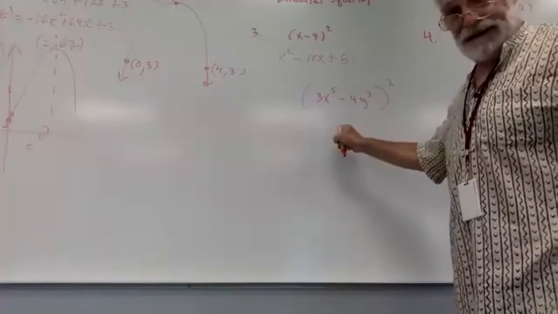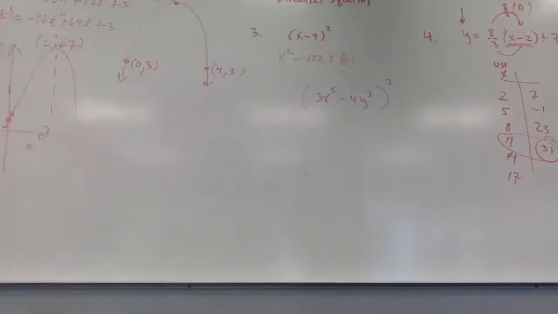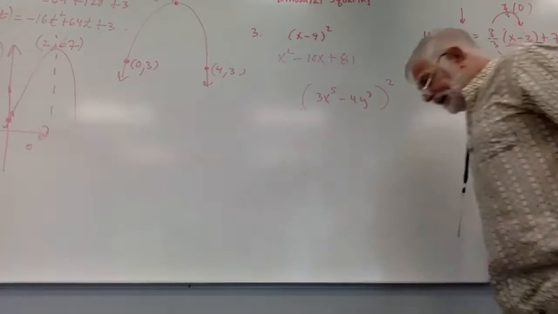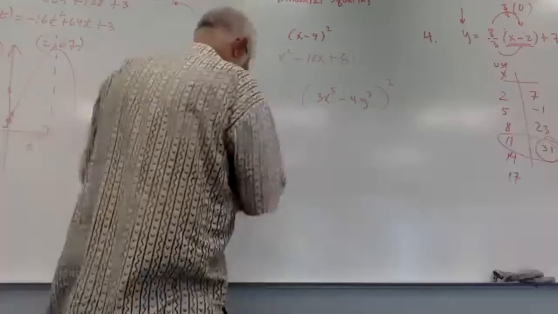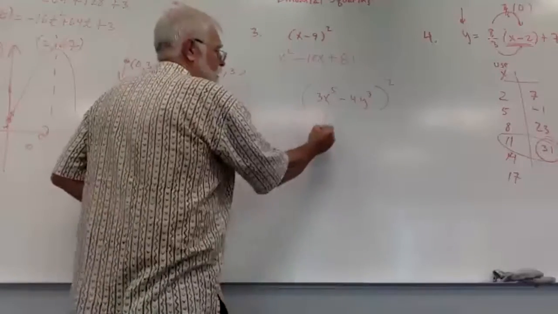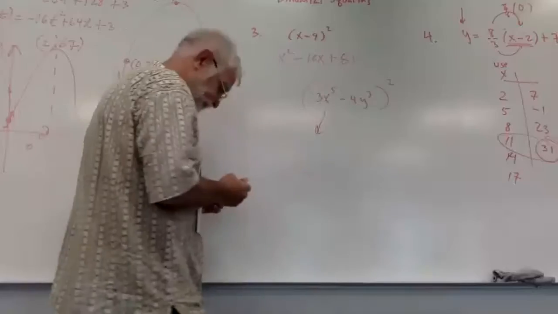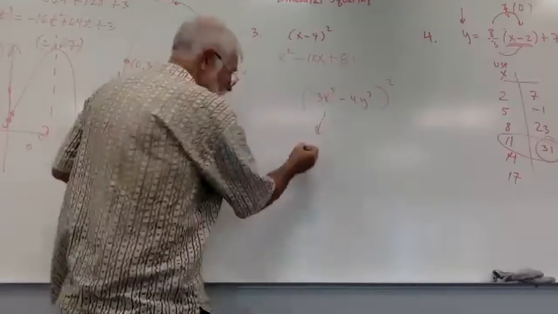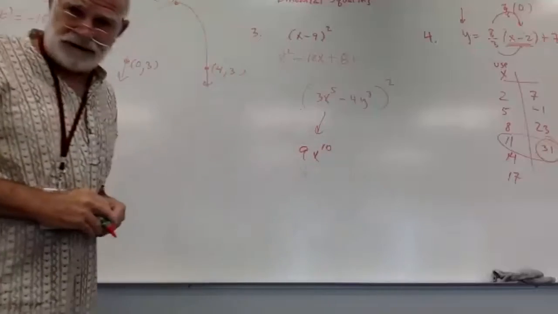All right, now we're going to binomially square 3x to the fifth minus 4y cubed, squared. Let's square that. I'm going to get a different marker. This one's dying. All right, so who wants to shout this one out? A little rule of exponents here. Anybody square this for me? 9x to the 10th, right? X to the 5th times x to the 5th, right?